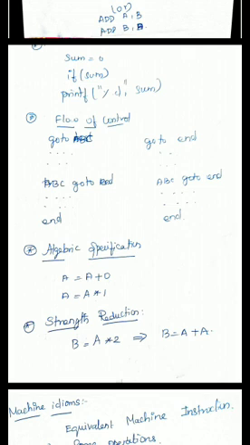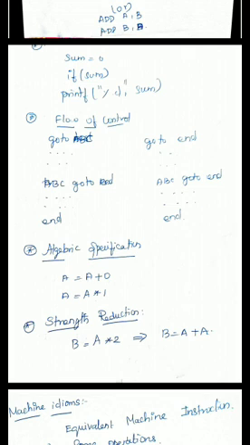And the next one is algebraic simplification. Here we have a equal to a plus 0 and a equal to a star 1. We are getting the same answer for both instructions: a equal to a plus 0 gives the same answer a, and a equal to a into 1 also gives the same answer. So you can eliminate these instructions. This type of algebraic instruction is eliminated by peephole optimization.